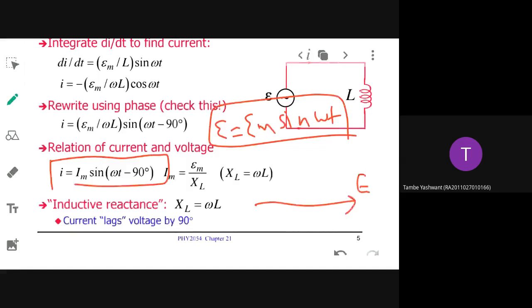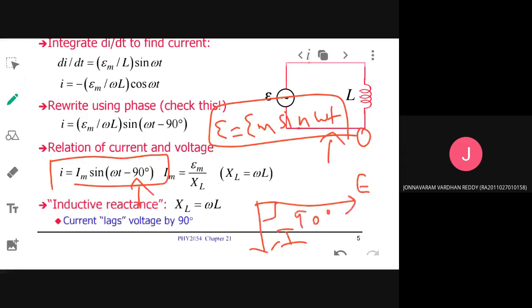Now you have to check the angle. The angle here is 0. But what about the angle here? Minus 90 degrees. So if I want to draw it, the current will be drawn like this. The angular difference that I have is 90 degrees.